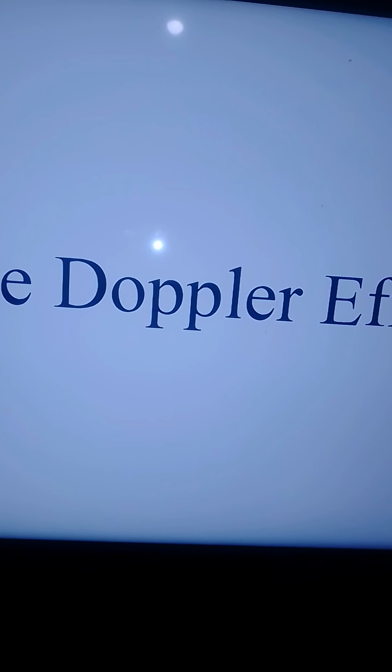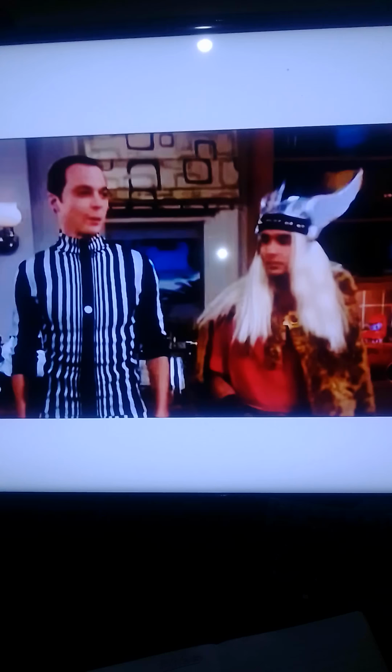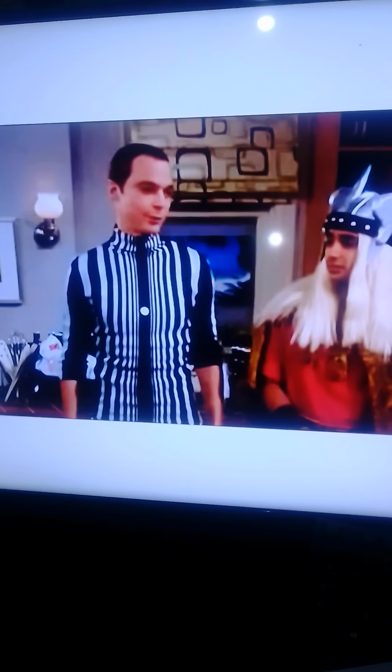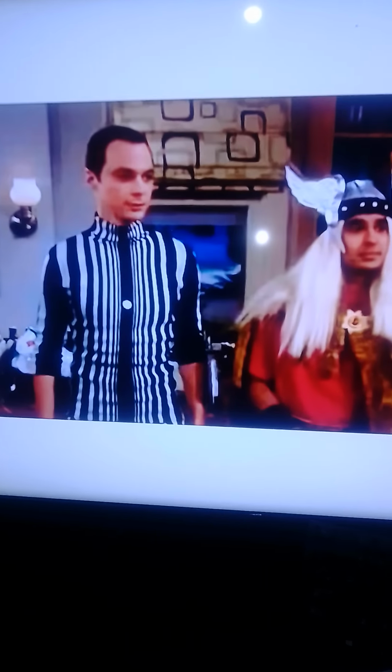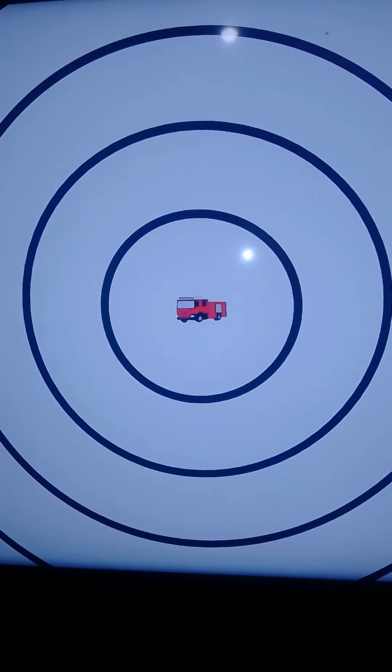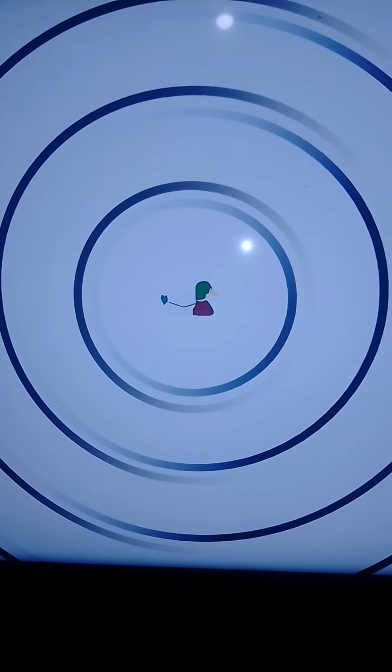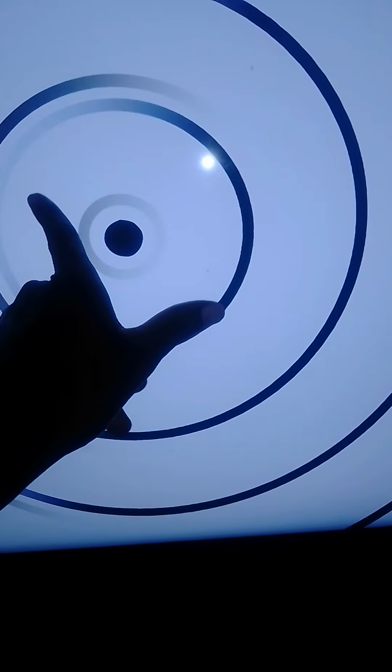The Doppler effect, in short, is the apparent change in the frequency of a wave caused by relative motion between the source of the wave and the observer. The Doppler effect is perhaps best explained visually. So here's a thing that is emitting waves. It could be a fire truck emitting sound, it could be a star emitting light, it could be a duck creating ripples on a pond. Those are all waves, and they all look something like this.